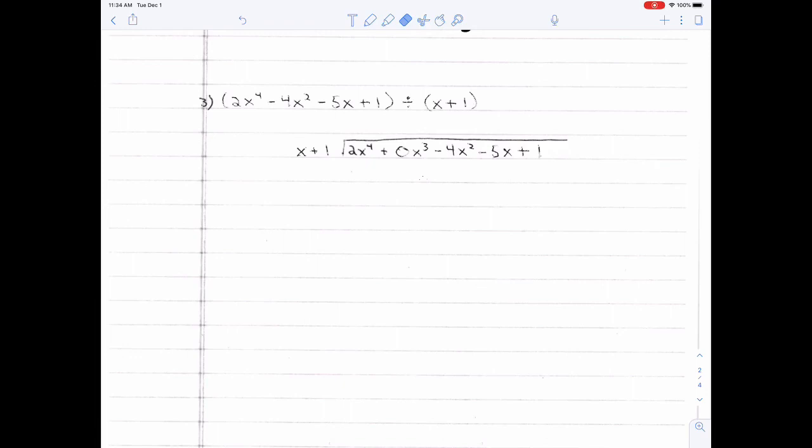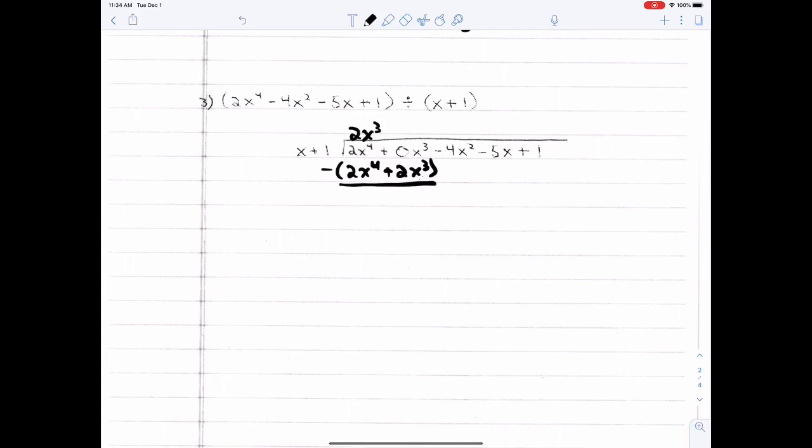You know, what times x will give me 2x to the fourth, multiply. Basically, what do you do? You multiply, subtract, multiply, subtract, multiply, subtract. So what times x gives me 2x to the fourth? It's 2x cubed. Then I multiply and subtract. So we get 2x to the fourth plus 2x cubed. That's the multiplication. Then we subtract.